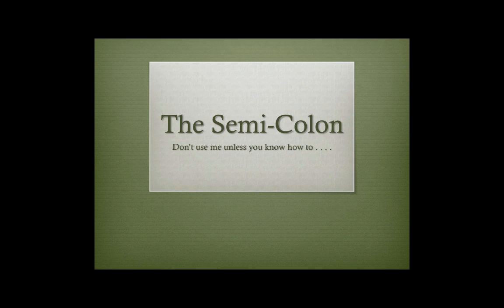I thought we'd spend a couple moments going over the semicolon, a pesky little punctuation mark that sometimes gives students a lot of trouble. I always tell students, don't use a semicolon unless you know how to. So hopefully after a few slides you'll have a better grasp on how to use a semicolon correctly.